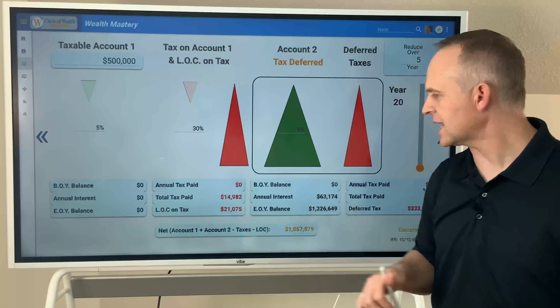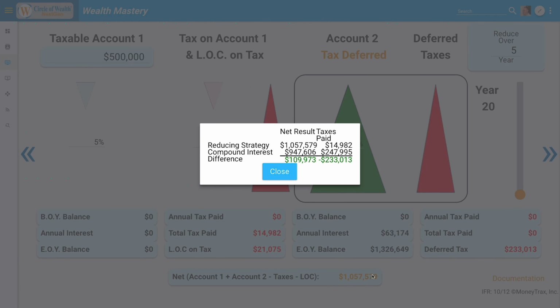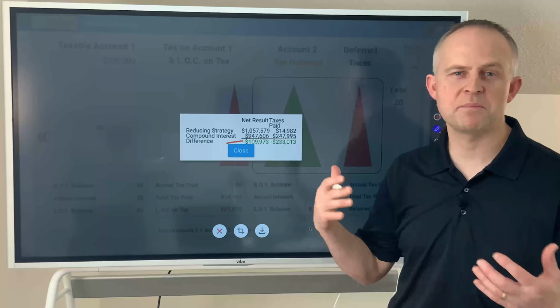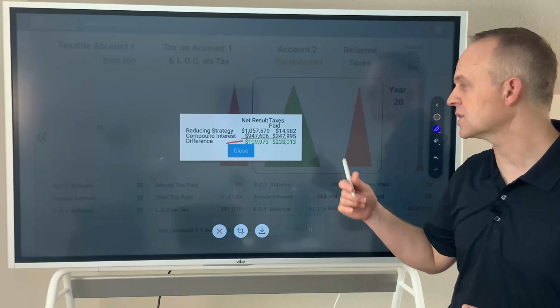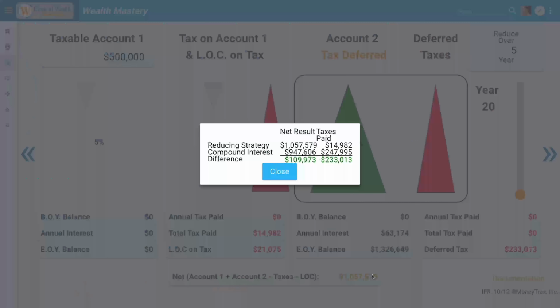In fact, if we look at these results, now because we did it over such a short period of time, we're looking at a $100,000 difference between those two examples with $233,000 in tax savings. That was money that you would have been paying out of your pocket. So this is a huge, huge improvement to your current situation, right?